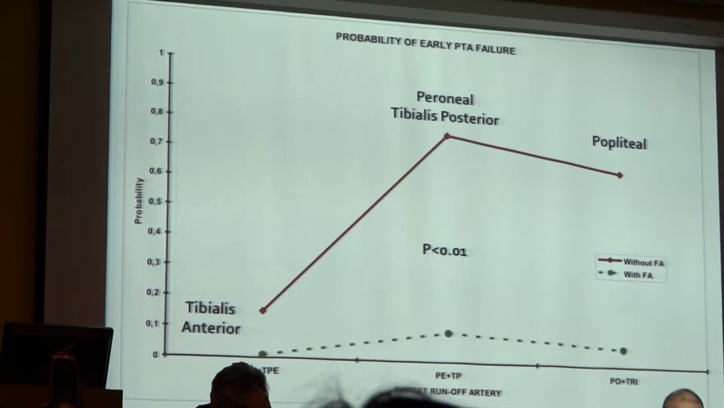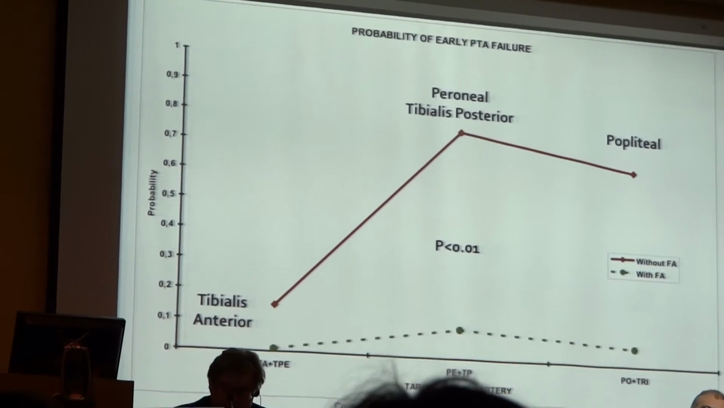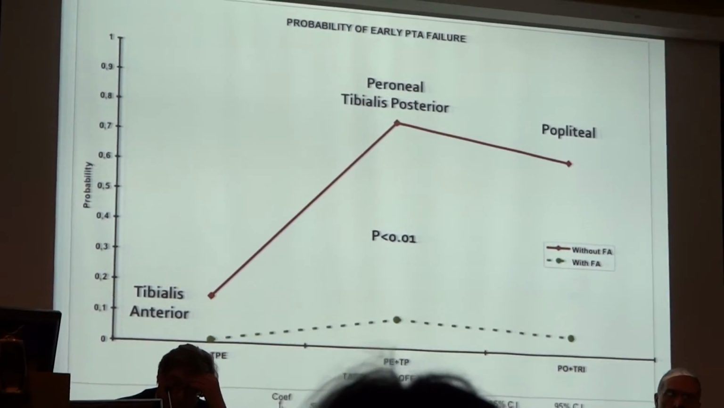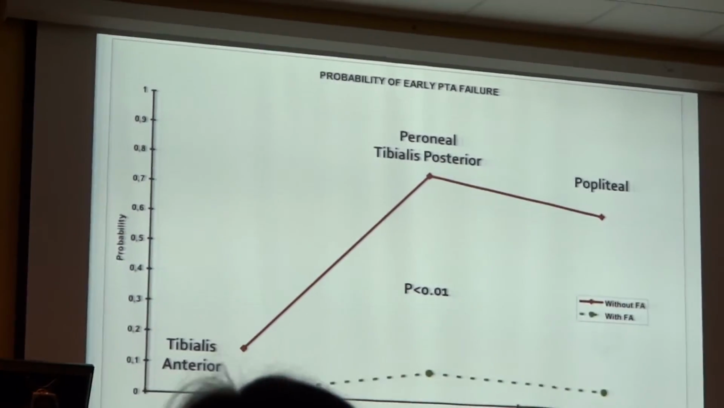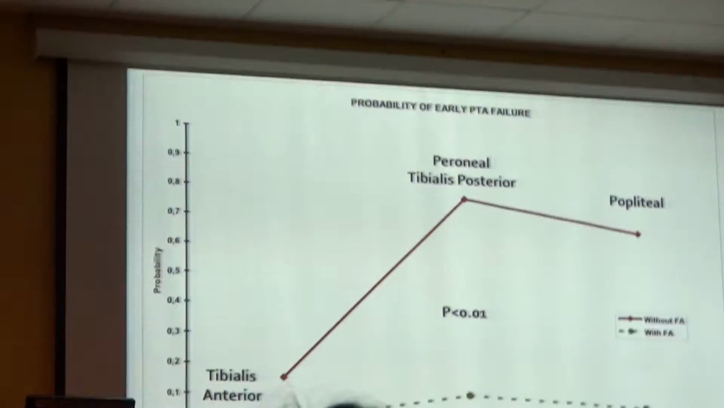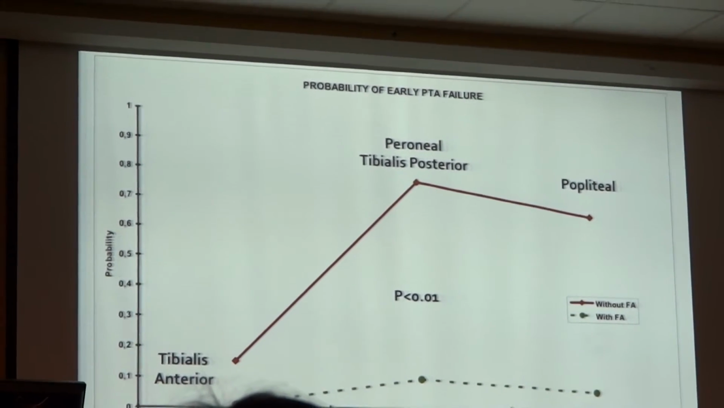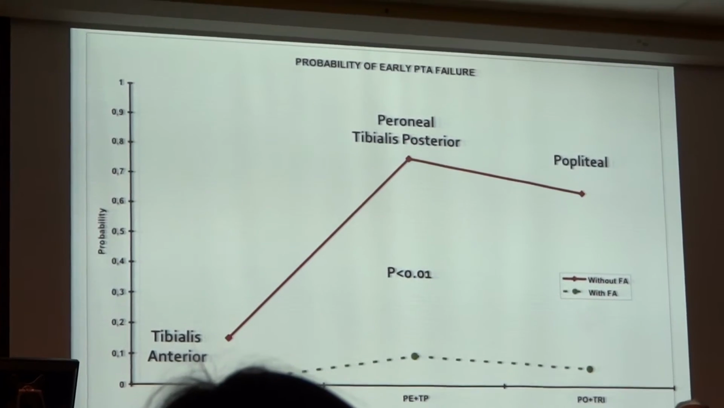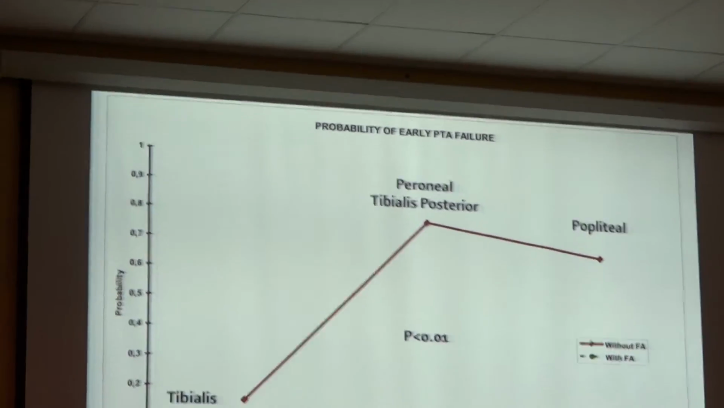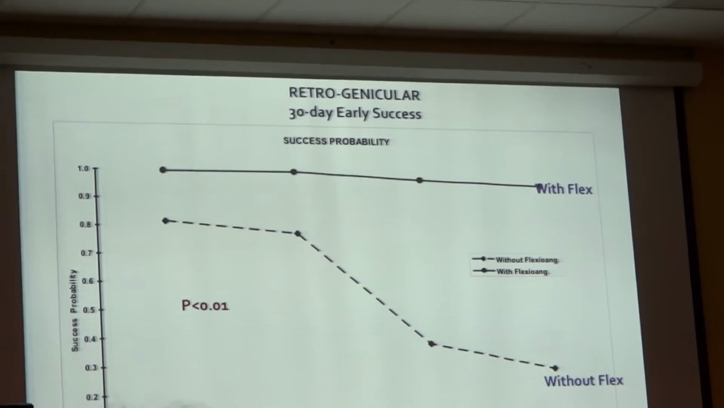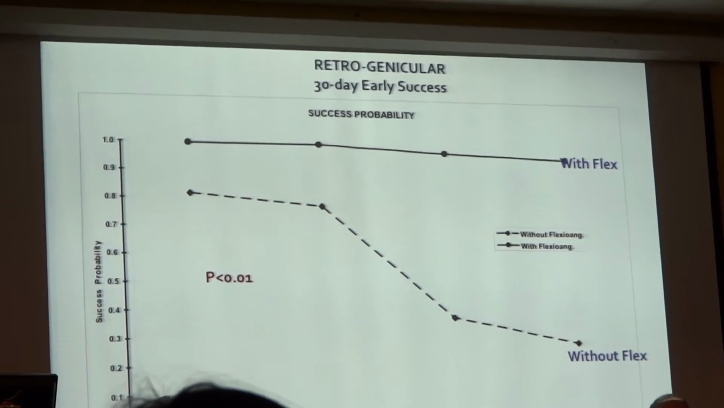Results change if you do flexion angiography, with much better results, the green line below, than when you put the same stent without flexion angiography, with poor results when you insert the stent into the peroneal, tibialis posterior, and popliteal. In those cases, stents behind the knee will fail if you don't do flexion angiography to check the knee. So again, success probability is greatly increased with flexion angiography.